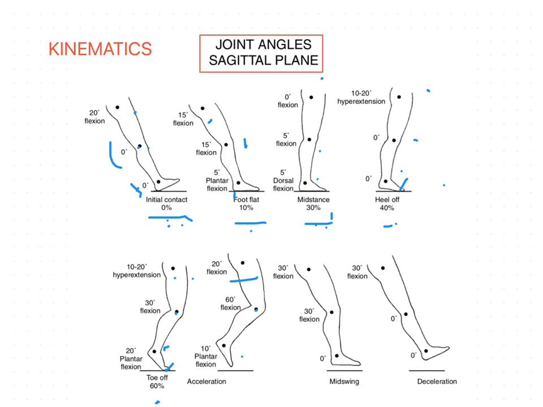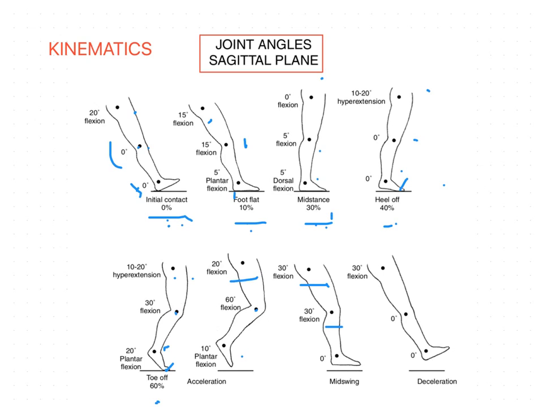Okay, and in the mid swing, at the end of the mid swing, it requires 30 degrees of flexion at the hip, 30 degrees of flexion at the knee, and 0 degrees, that is neutral position, at the ankle joint. Okay, this is mid swing.